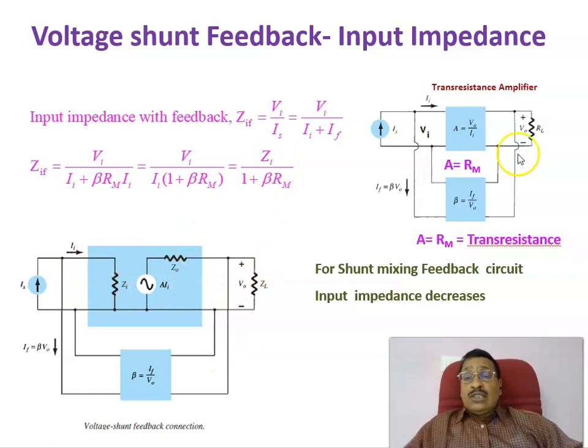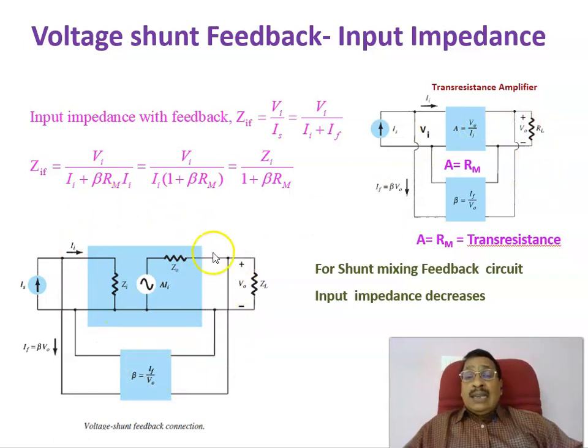Therefore, the same circuit is shown. One voltage is taken from the output side, and on the input side you are pumping the current, which is why we are considering a current source here. This current is subtracted from the input current. The result is the input to the amplifier. That current is converted into voltage by a trans resistance amplifier, and that voltage is given to the feedback circuit.